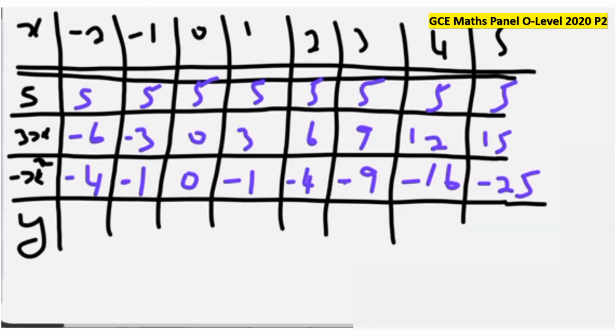So this will now give me my y values when I sum. So my y values when I add, I have 5 plus -6 plus -4. That gives me -5. Here gives us a 1. Here 5. 7, 7, 5, 1, and -5.